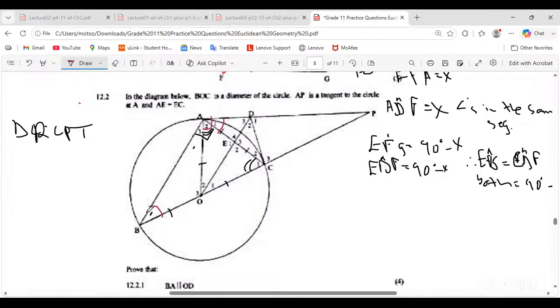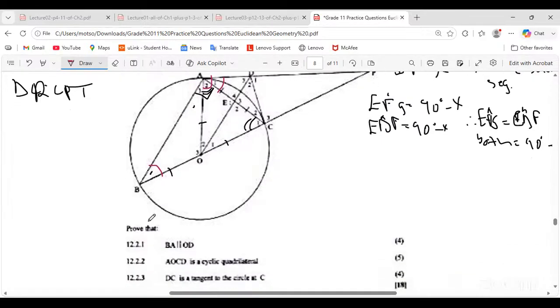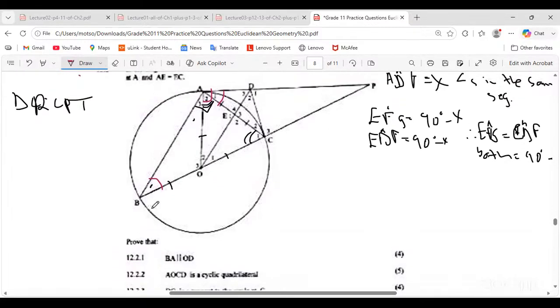Now let us quickly go into the problems and see what we are required to do. In 12.2.1, we are required to prove that BA, which is this one, is parallel to OD. How are we going to prove that this is parallel to that? In order for us to prove parallel lines, we either have to use the converse of corresponding angles, or the converse of alternating angles, or the converse of co-interior angles.